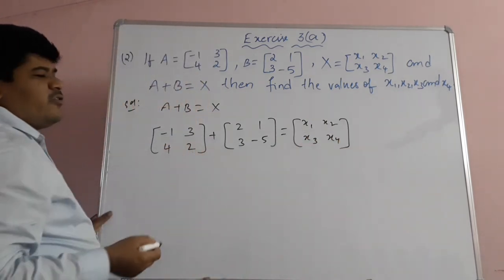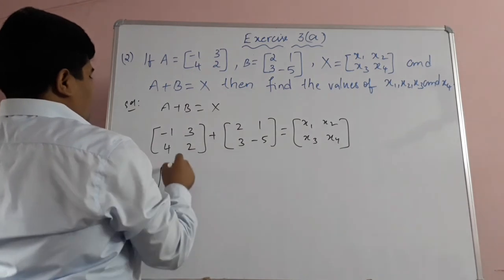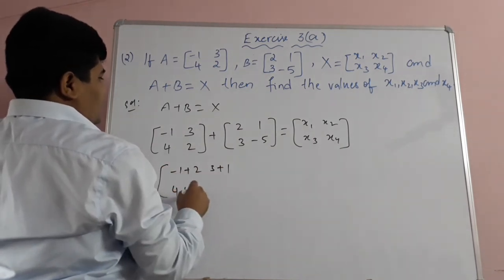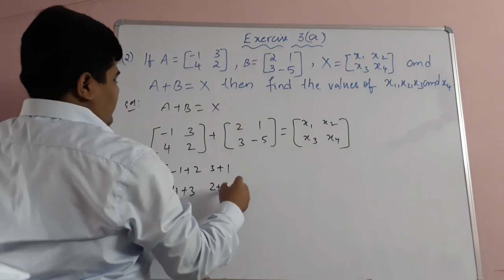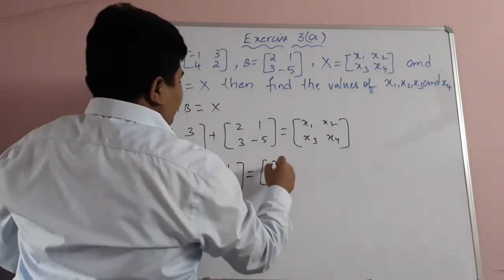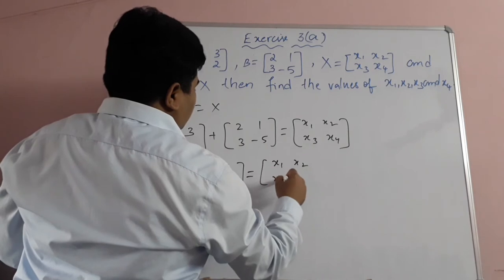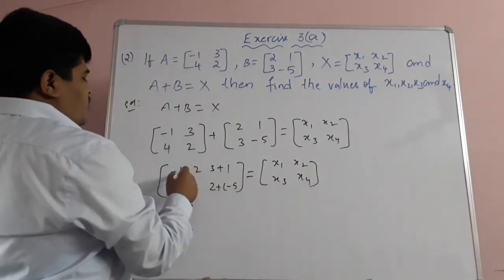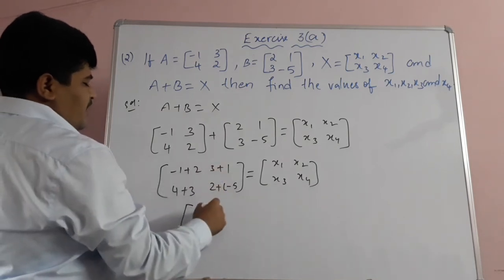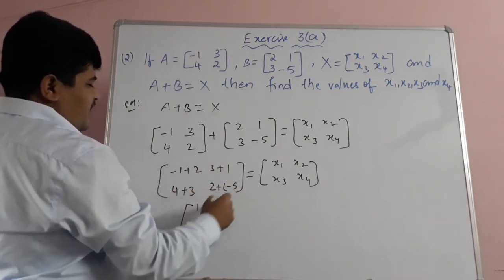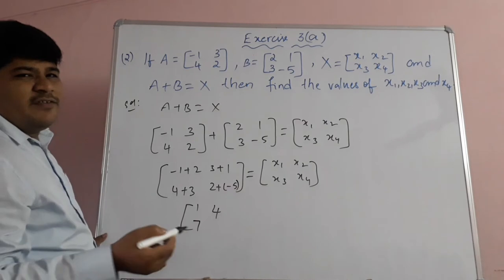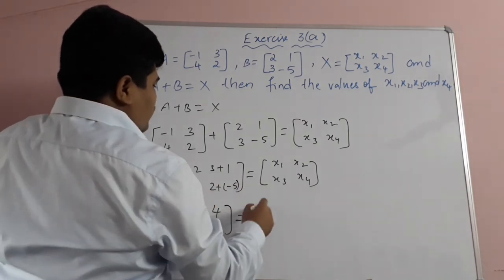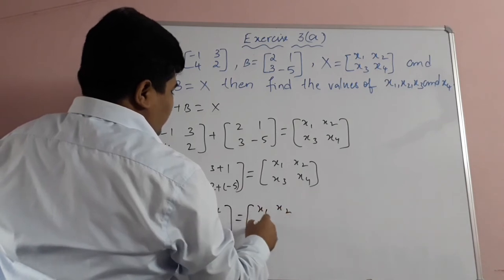So children, now we have to add the corresponding elements: minus 1 plus 2, 3 plus 1, 4 plus 3, 2 plus minus 5. That is equal to X1, X2, X3, X4. Now, what is this, children? Minus 1 plus 2 is 1, 3 plus 1 is 4, 4 plus 3 is 7, and 2 minus 5 is minus 3. That is equal to X1, X2, X3, X4.